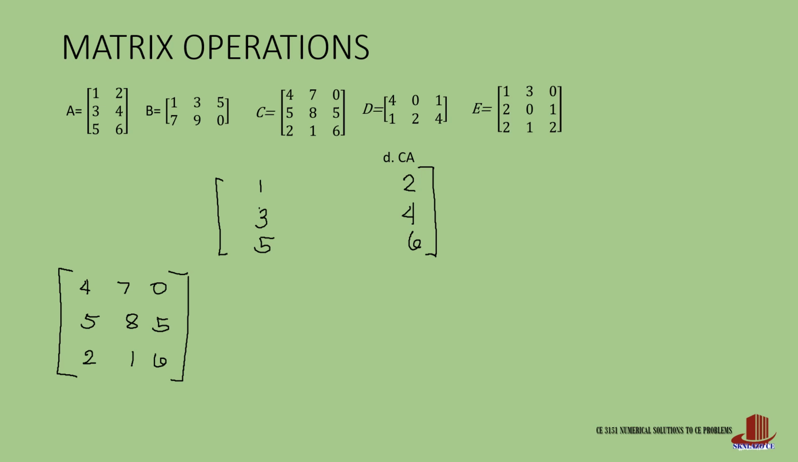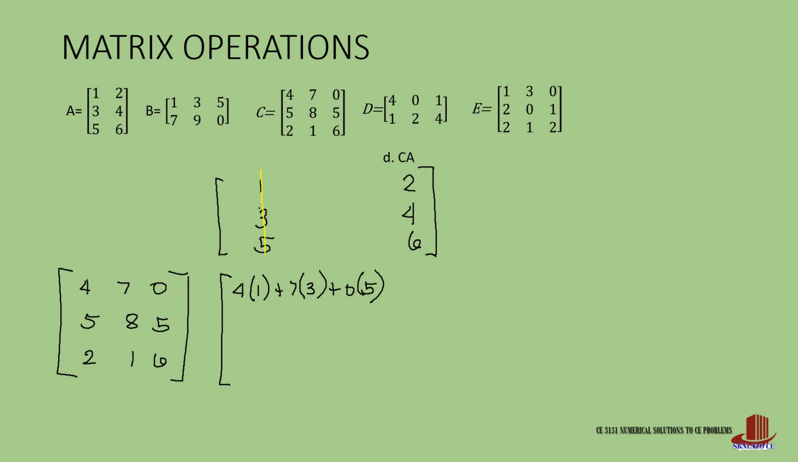It is in order for us to check on intersections when we are filling up all of the resulting matrix's elements. What do I mean? Let's work with our resulting matrix. That would be matrix CA. Start off with our first row and the first column. That would give us 4 times 1 plus 7 times 3 plus 0 times 5.